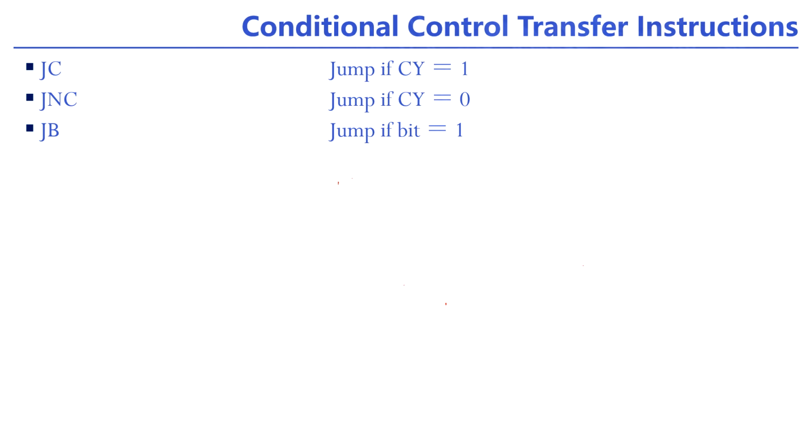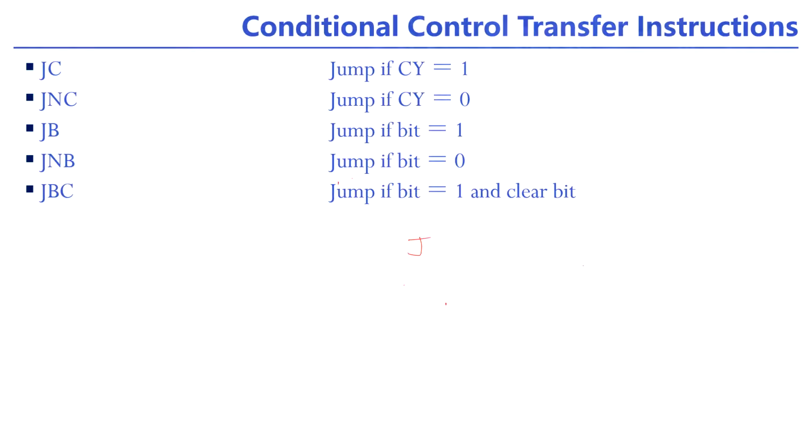JNC stands for jump if no carry. Then jump if bit, jump if no bit. Here we will see jump if bit. The syntax is jump if bit, and any bit you need to specify here, for example bit comma relative address. What the relative address is we will discuss later, but first we need to see what this bit is.